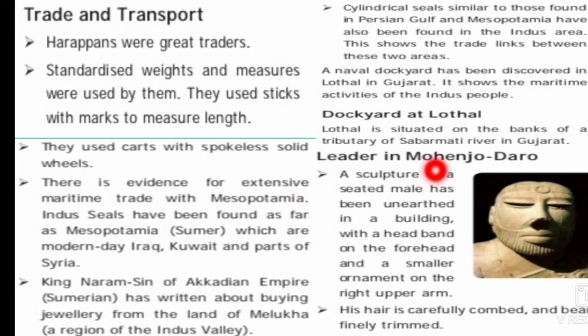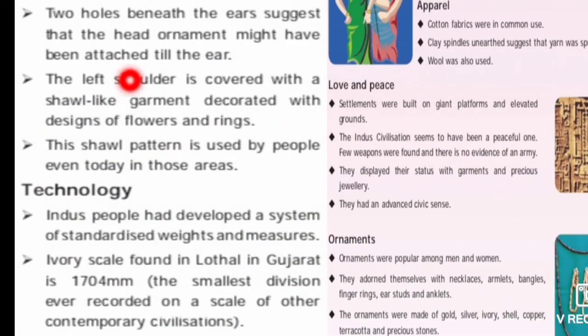Next is the leader in Mohenjo-daro. A sculpture of a seated male has been unearthed in a building, with a headband on the forehead and a smaller ornament on the right upper arm. His hair is carefully combed and his beard finely trimmed. Two holes beneath the ears suggest that the head ornament might have been attached till the ear. The left shoulder is covered with a shawl-like garment decorated with designs of flowers and rings. This shawl pattern is used by people even today in those areas.